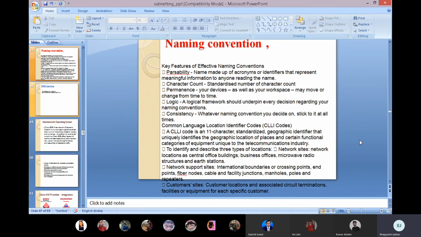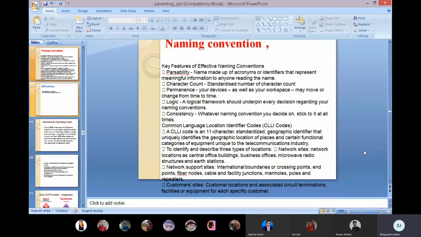Then the last one is customer site. That is customer location and associated circuit terminations, facilities or equipment for each specific customer. These are part of common language location identifier codes, which have a standardized 11 character standard. They also mention the geographical location. Then identifying and describing the three types of location.